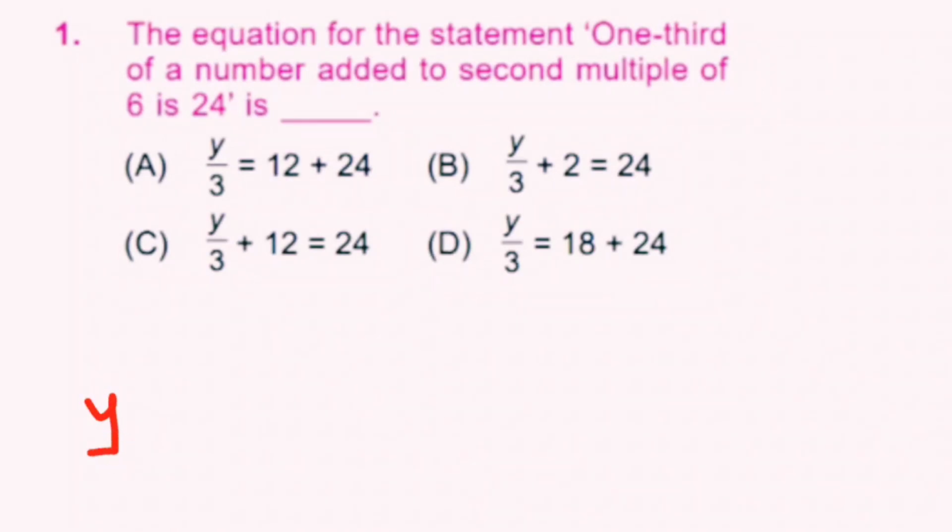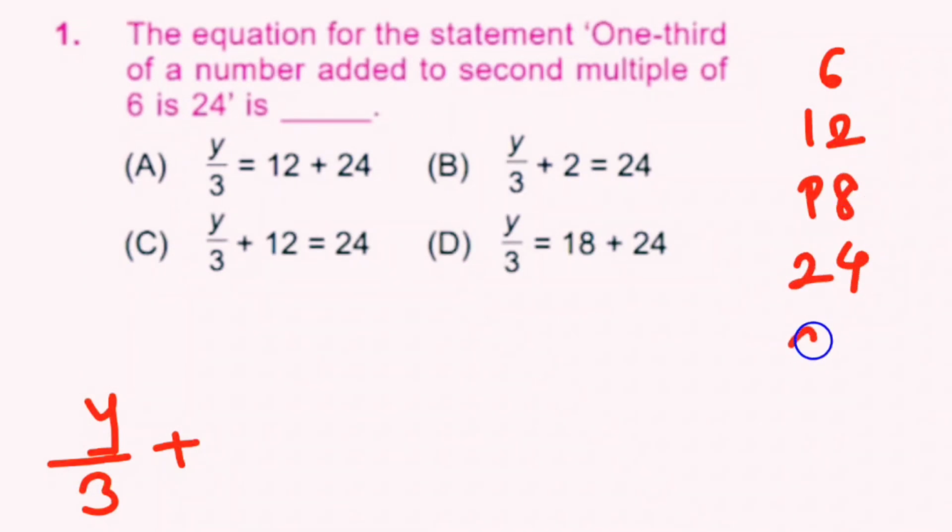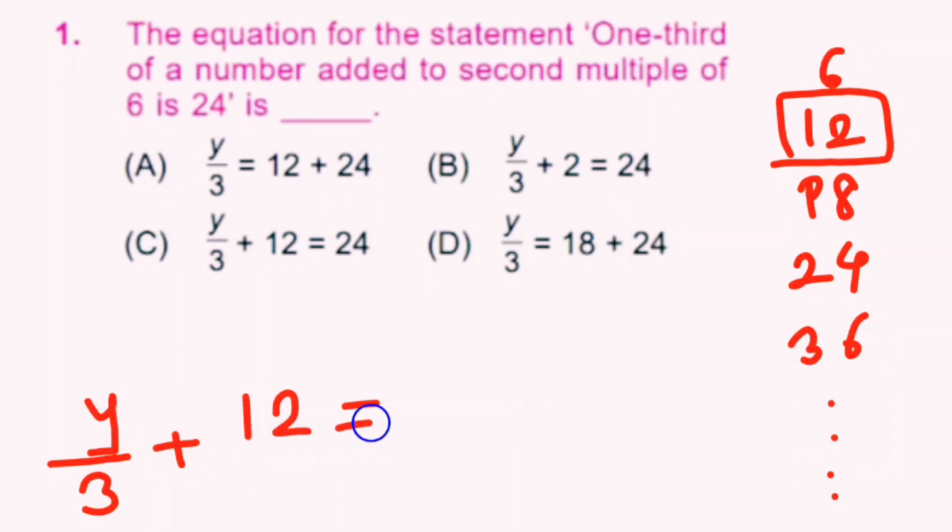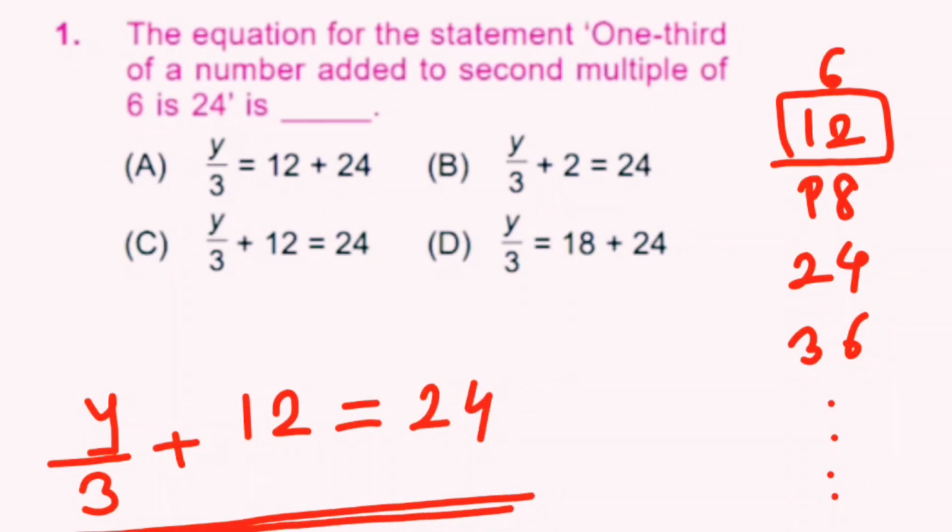And 1/3 of y means y by 3 is added to, means plus, the second multiple of 6. Multiples of 6 are 6, 12, 18, 24, 36 and so on, and the second multiple of 6 is 12. So 1/3 of the number added to the second multiple of 6 means 12 is 24. Then the equation will be this. So here C is the correct answer.